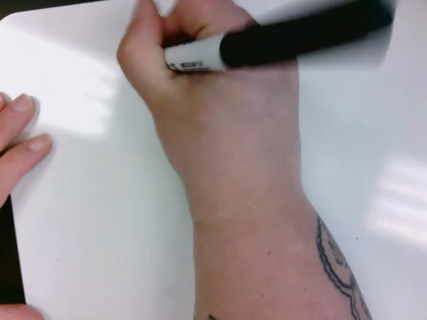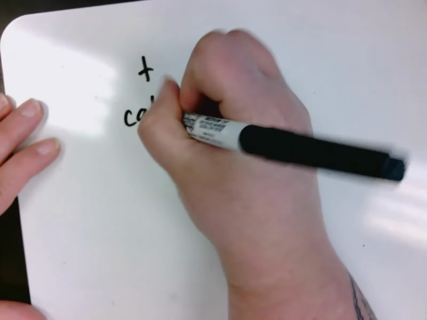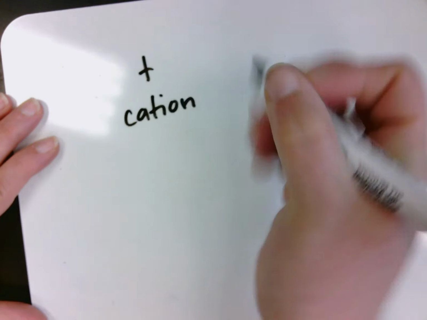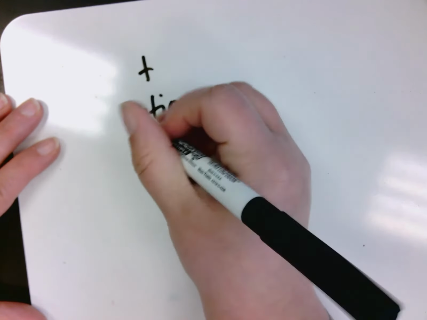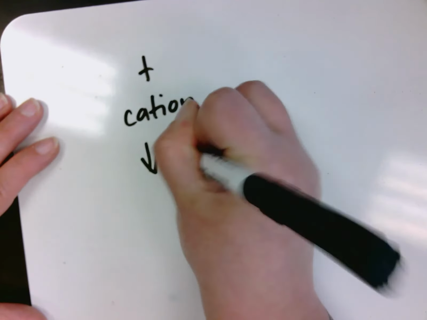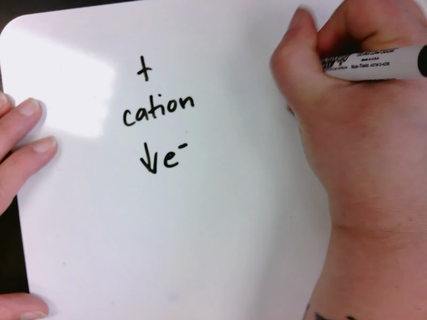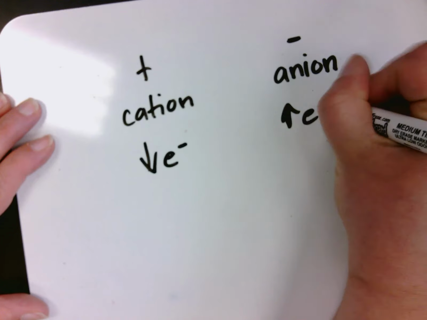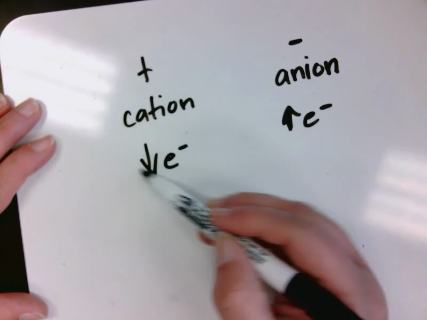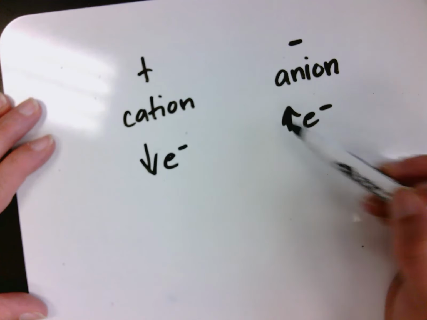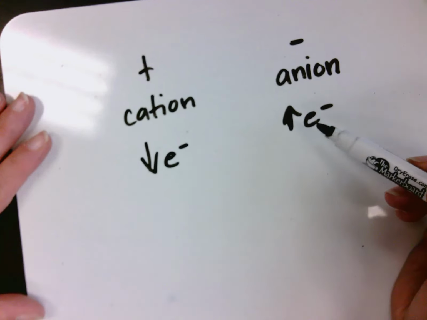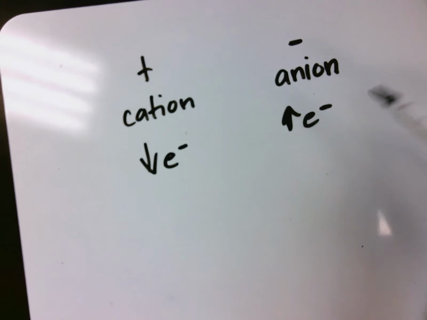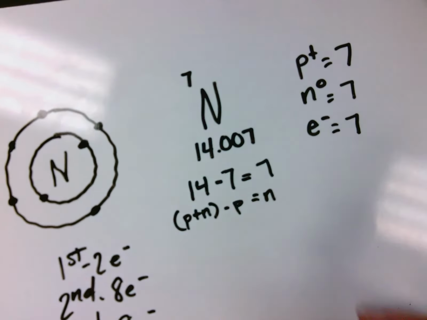Remember that a positive ion is called a cation, and for this ion, we're going to go down in our electron count. A negative ion is called an anion, and for this we're going to go up in our electron count. So these guys lose electrons, these guys gain electrons when they become ions. So let's look at what it would be if you were an ion of nitrogen.